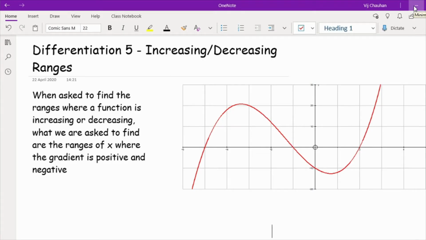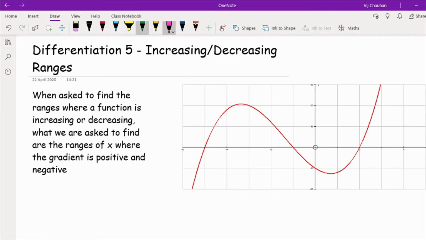Now, a common question that might get asked with regards to differentiation is being asked to find the ranges of where the function is increasing and decreasing. Although these words haven't been used before, what it's basically talking about is finding the ranges where the gradient is positive and negative. So if the gradient is positive, it's increasing, and if the gradient is negative, it is decreasing.